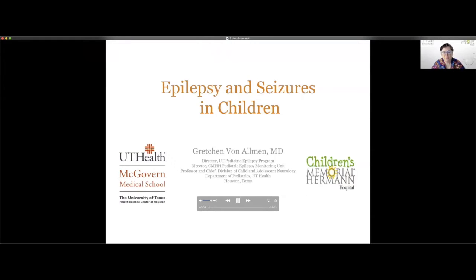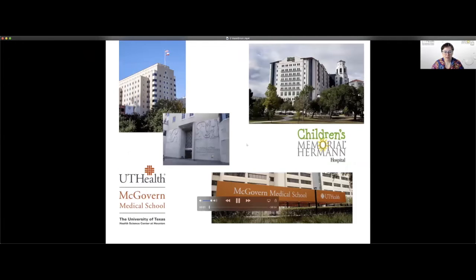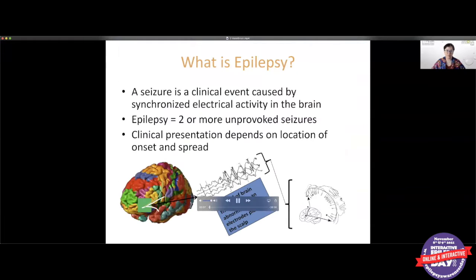I'm the director of the UT Pediatric Epilepsy Program, and I work at Children's Memorial Hermann Hospital and UTHealth at McGovern Medical School. This is just some of the buildings at UTHealth and Children's Memorial Hospital, where our clinics are held, and also where we evaluate patients who have epilepsy in the hospital.